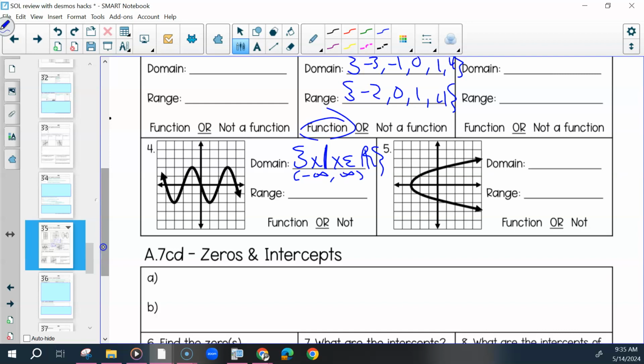For your range, that has endpoints. It's only between two numbers. So it starts here, it ends here. It's between negative 2 and 2. So that would be negative 2 less than or equal to y less than or equal to 2. Or in interval notation, square brackets, negative 2 to 2. Is this a function? It passes the vertical line test.